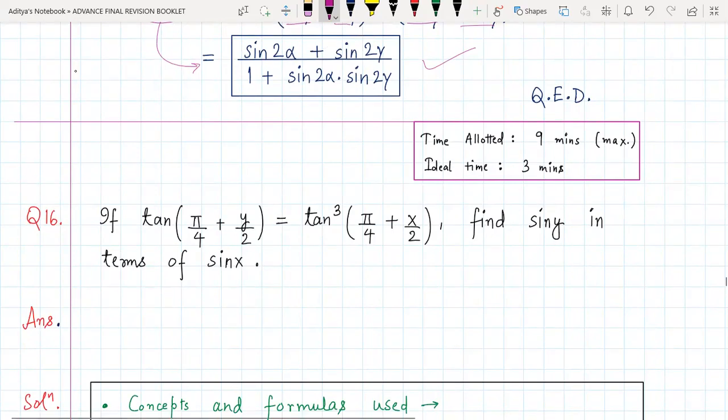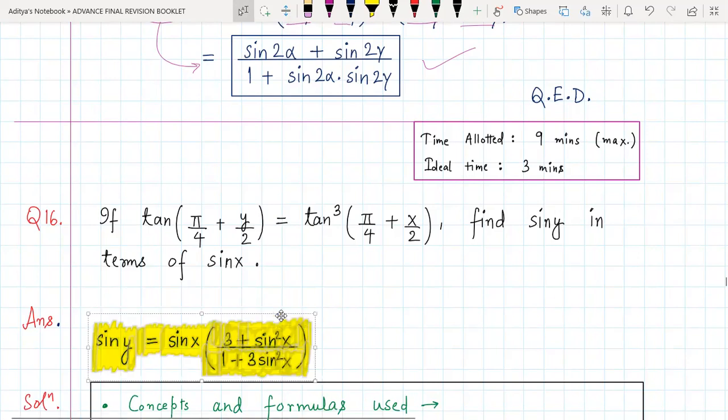Maximum time allotted would be 9 minutes. Ideally, you should try to do it within 3 minutes. So you can give the question a try and then return back to have a look at the solution. Okay, so I hope you all have tried. Now the answer to this question would be sine y is equal to, so let us see the answer first.